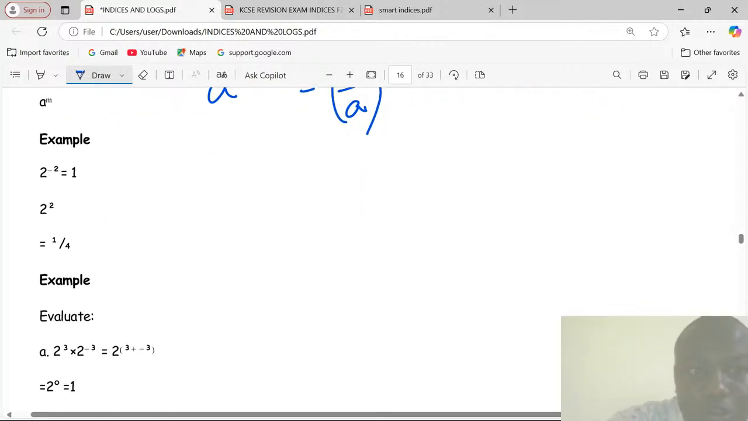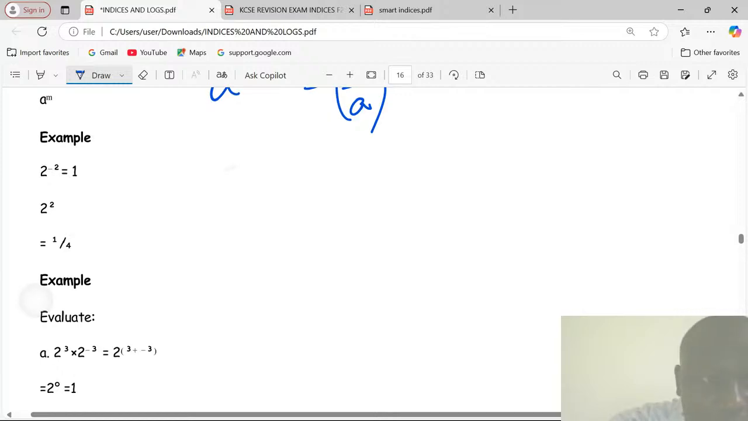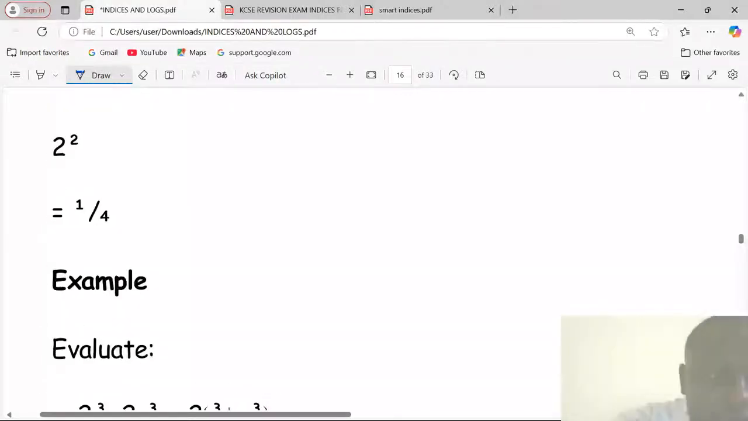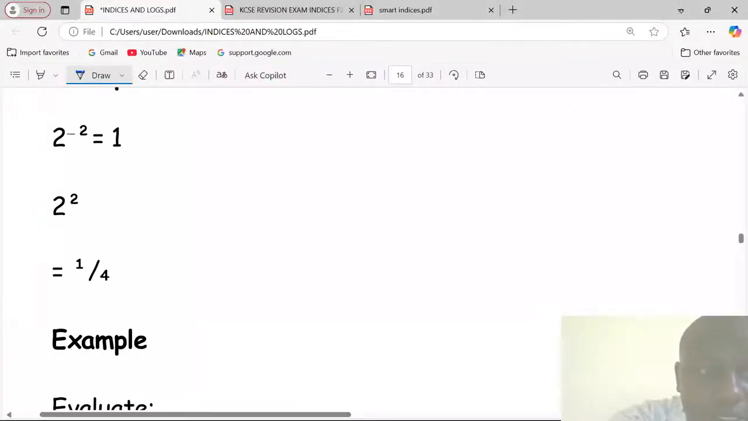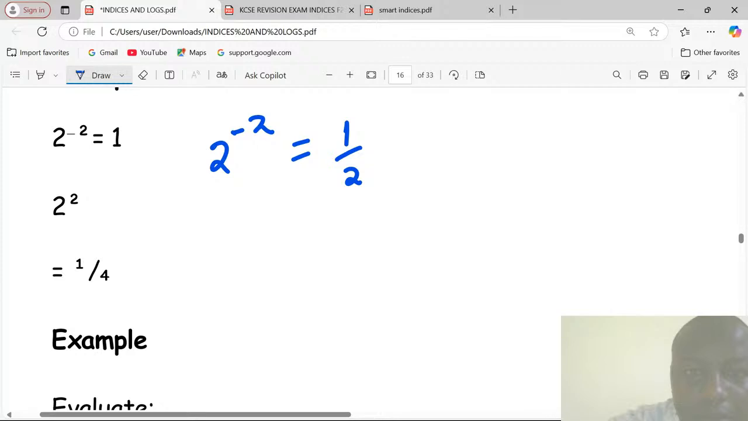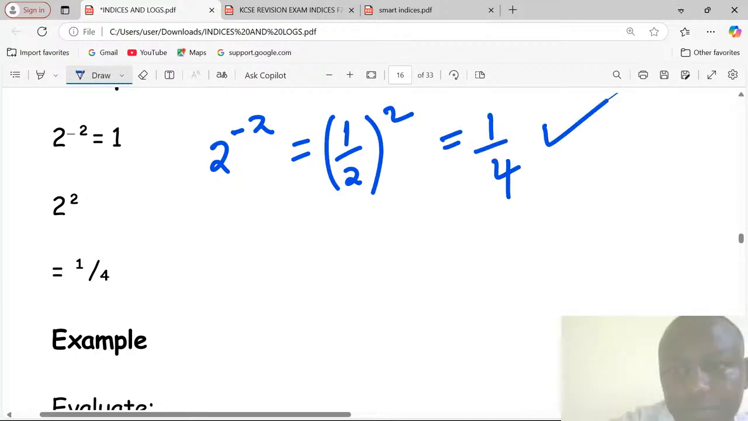So when I'm talking of 2 power negative 2, it means I'm supposed to take 1 over 2, then I raise everything now to 2. And this is going to be a quarter. So a quarter becomes the final answer in such a case.